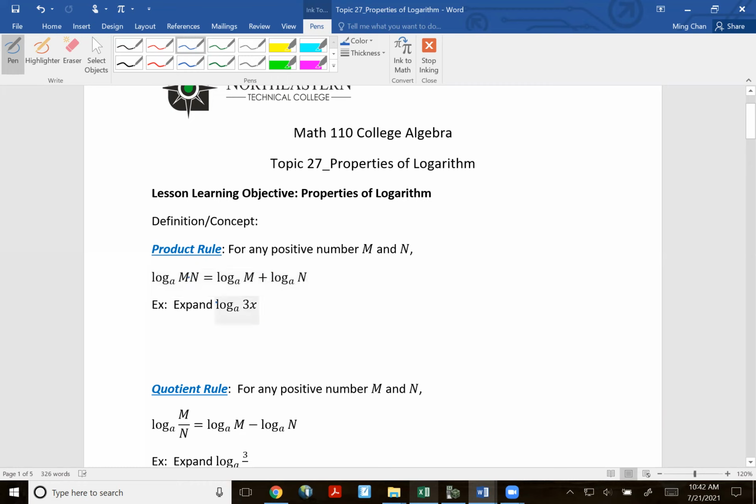So if I want to expand log with the base a of 3x, 3x means 3 times x, then I can say this is log with the base a of 3 plus, the multiplication becomes plus, log with the base a of x. There you go. That's how we expand them.